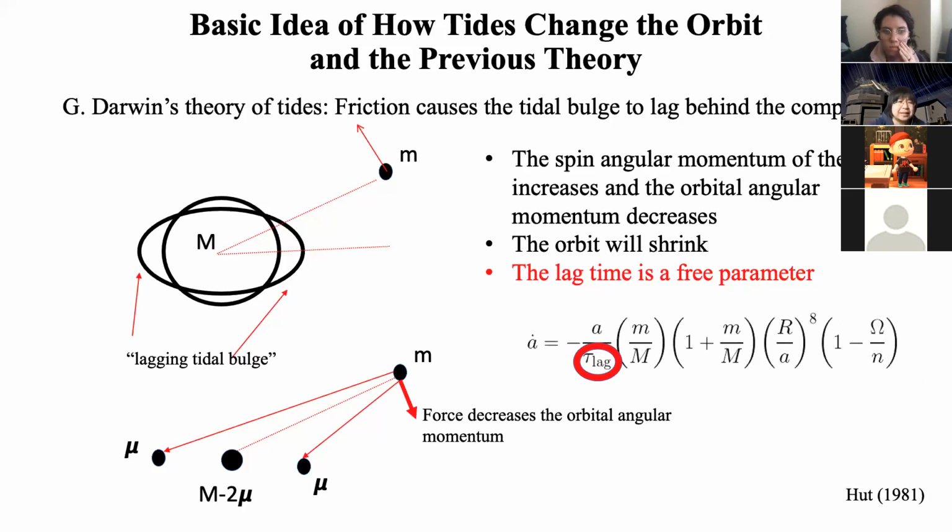In old works, people treat this lag angle, tau lag, as a constant or free parameter, which is calibrated by observation. This approach usually underestimates the circularization rate of tides and overestimates the orbital shrinking rate. My model in calculating the tidal effect for all types of star does not take this parameterized equation. We calculate this lag angle, or this term, case by case.